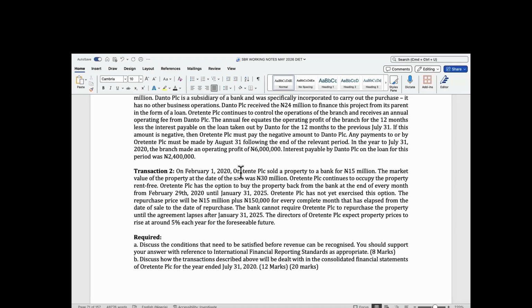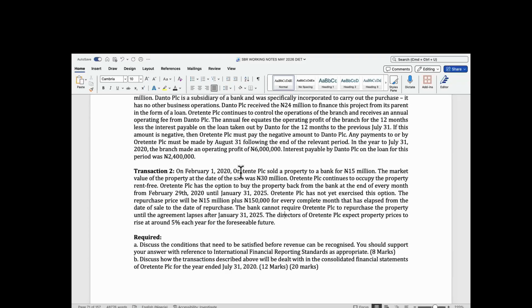It is the seller, but he has the right to repurchase the assets from the bank. Okay, so is this a forward contract, a put option, or a call option?